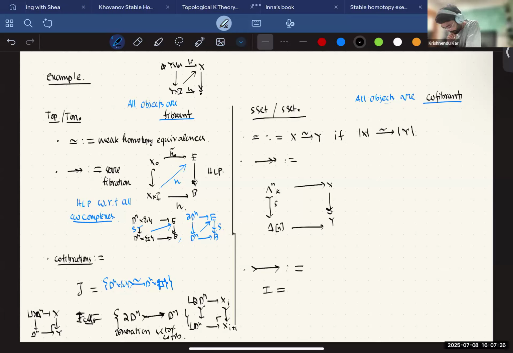That is your weak equivalence. Your fibrations are basically this guy. So X to Y is a fibration. So del Δ^n_k is your horn, the kth horn. That is, you take the boundary of the n-cell and take out the face opposite to the kth vertex.